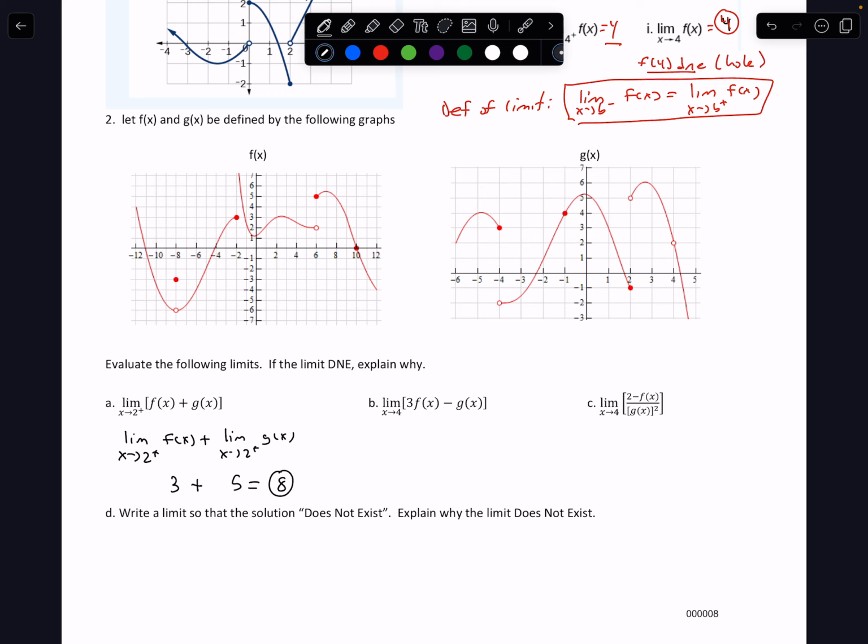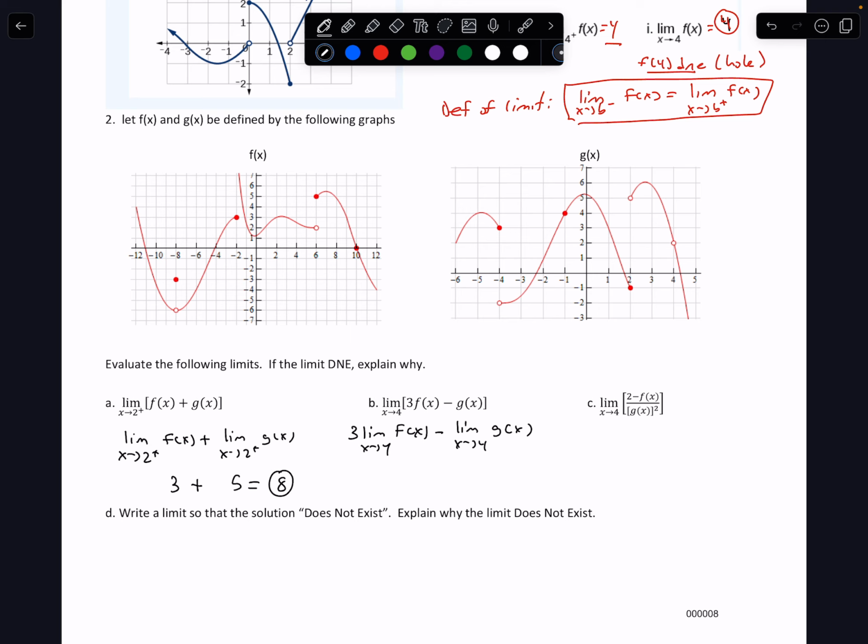Part B, same thing. We're going to split this up. It's the limit as x approaches 4 of 3 times f of x minus g of x. So I'm going to rewrite this as 3 times the limit as x approaches 4 of f of x, minus the limit as x approaches 4 of g of x. I can just bring that 3 out. It's just a multiplier.